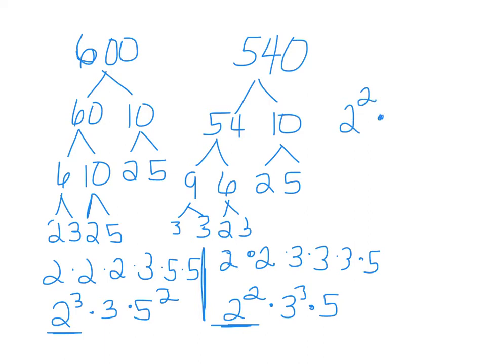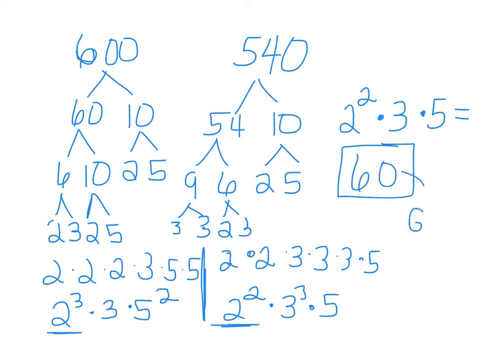Times, I have a 3 in both. The smallest 3 I have is just 3 without an exponent, so I want to choose 3. And then I have a 5 in both, and the smallest 5 I have is 5 without an exponent. So I have 2 squared times 3 times 5, and that gives me 60. So the GCF in this case is 60.